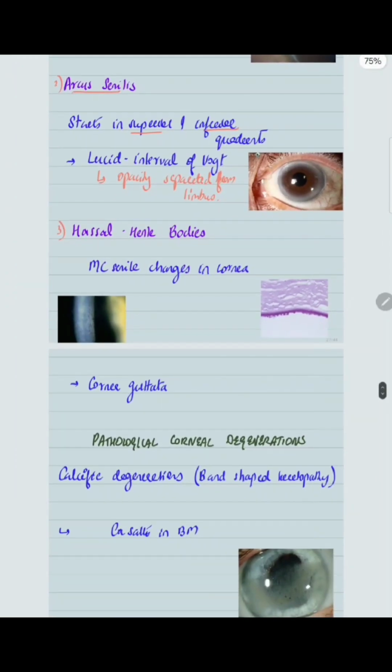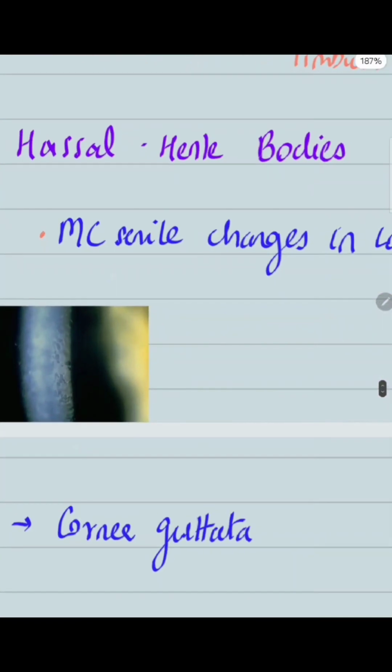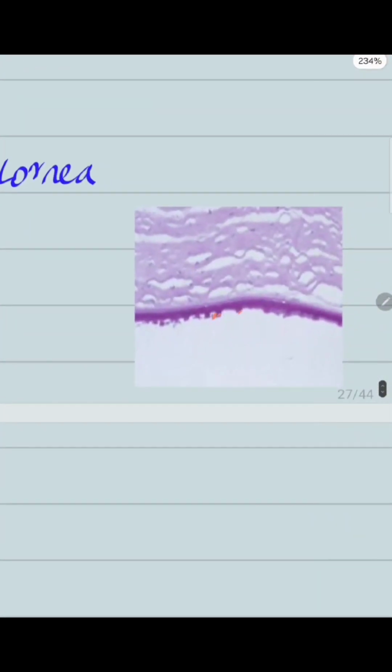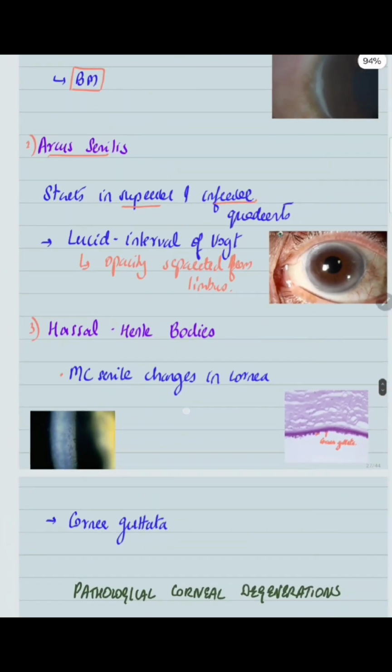Next is Hassall-Henle body. It is the most common senile change in cornea. These are drop-like excrescences of hyaline material projecting into the anterior chamber around the corneal periphery. It arises from the Descemet's membrane. Here, these are the Hassall-Henle bodies. They can become larger and invade the central cornea. Then it is known as cornea guttata. These are the age-related corneal degenerations.